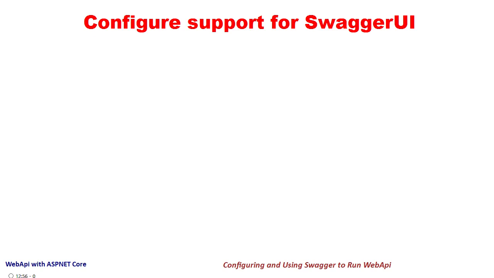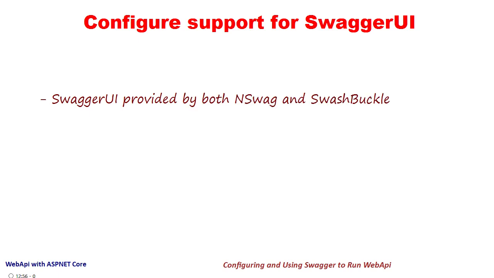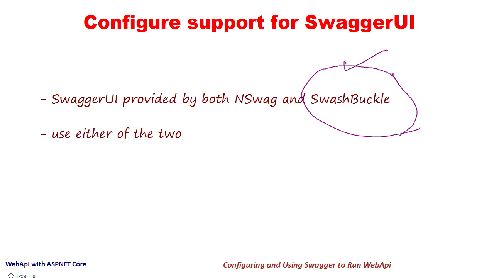Let us now configure our Web API project to add support for Swagger UI. As we told earlier, Swagger UI is provided by both Swashbuckle and NSwag. We can use either of the two, and I shall be using Swashbuckle. The process for NSwag is exactly similar.